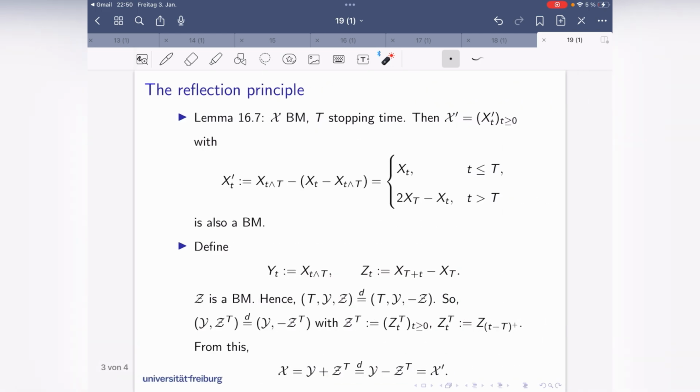Let's prove that this here is also Brownian motion. The proof is not long. It uses much of the independence which we know that we have in a Brownian motion. So Yt here is the Brownian motion stopped at time T. And Zt is the increment starting at time capital T. And another thing which we will need is Z capital T, where I shift time by capital T.